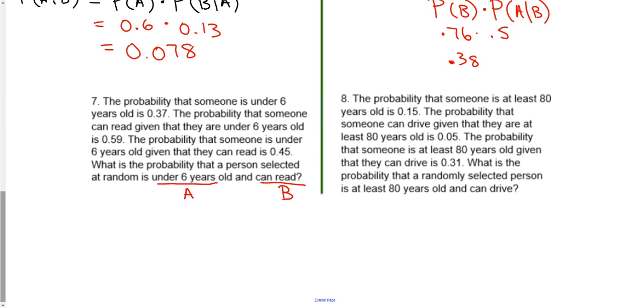And guys, it doesn't matter how you label it. It absolutely does not matter. So here's what we're going to do. Let's go through the problem and see what information they gave us. It says the probability that someone is under 6. Here's under 6. That's an A. So I'm going to write this down. Probability of A is equal to 0.37.